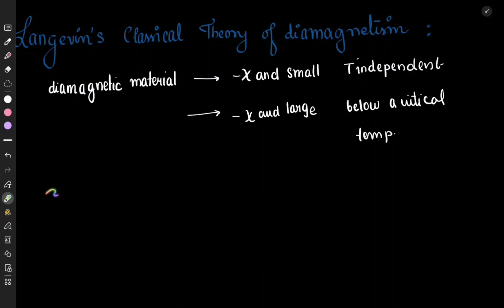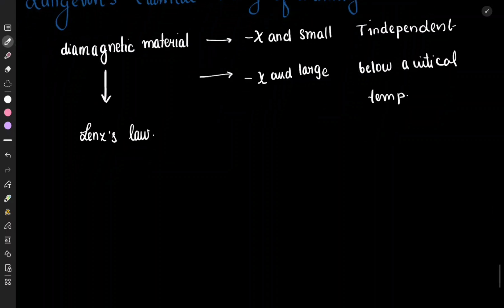So I can write a few notes. In a diamagnetic material, the susceptibility is due to Lenz's law. I'll write it as Lenz's law. And due to this Lenz's law, there is a change in the frequency.